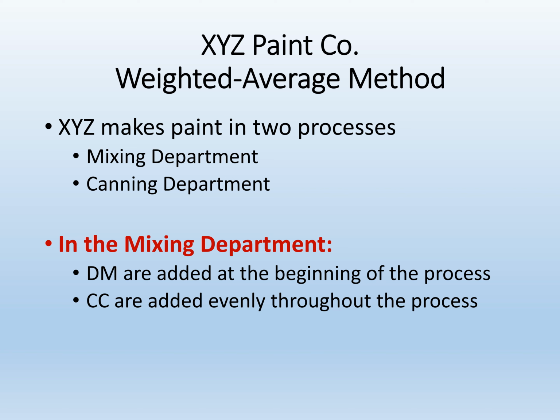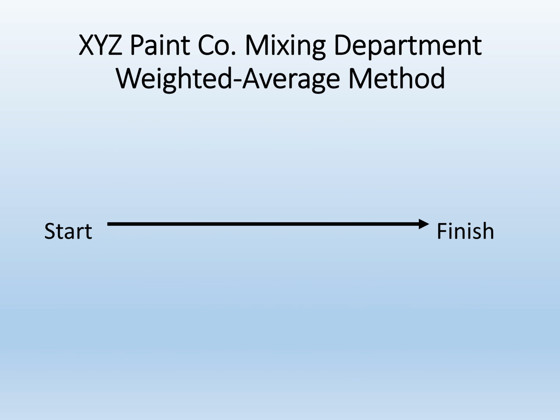In the mixing department, we're told that direct materials are added at the beginning of the process, and then conversion costs, labor, and manufacturing overhead are added evenly throughout the process. Here's what that would look like.